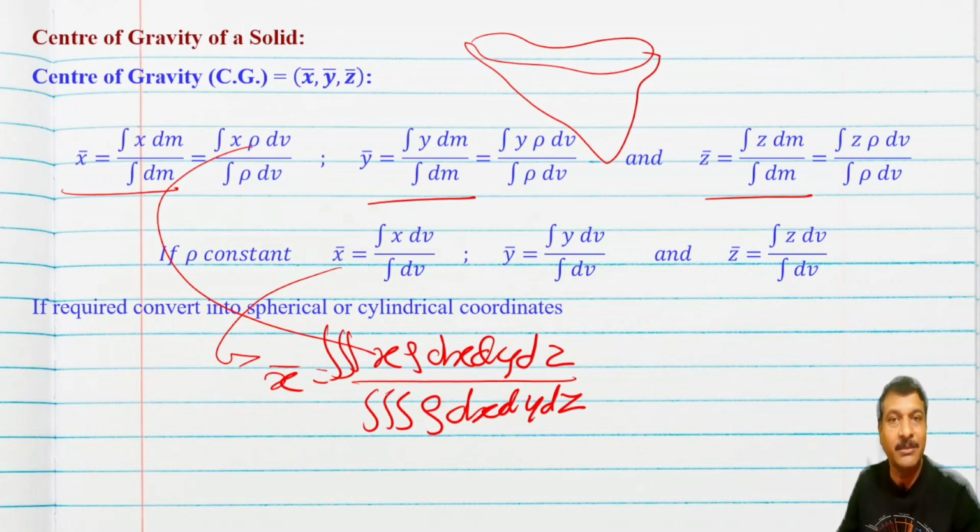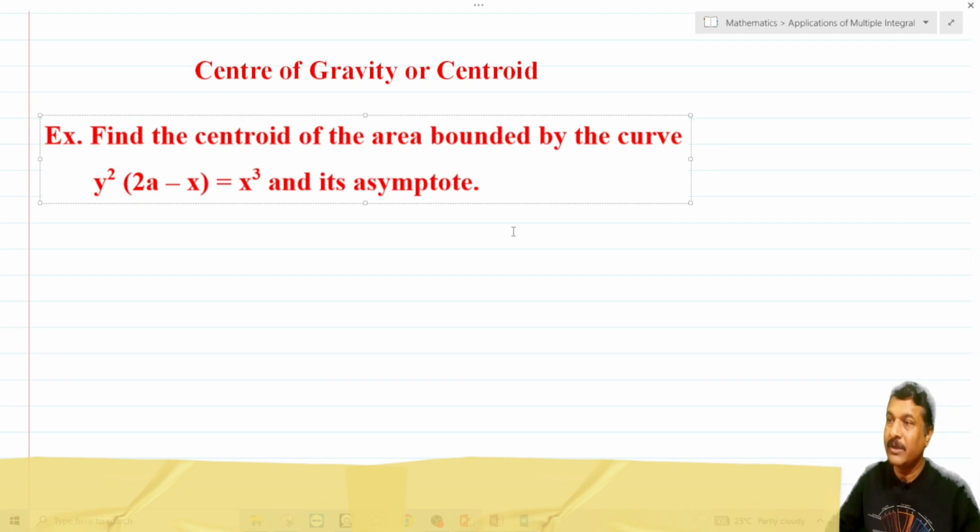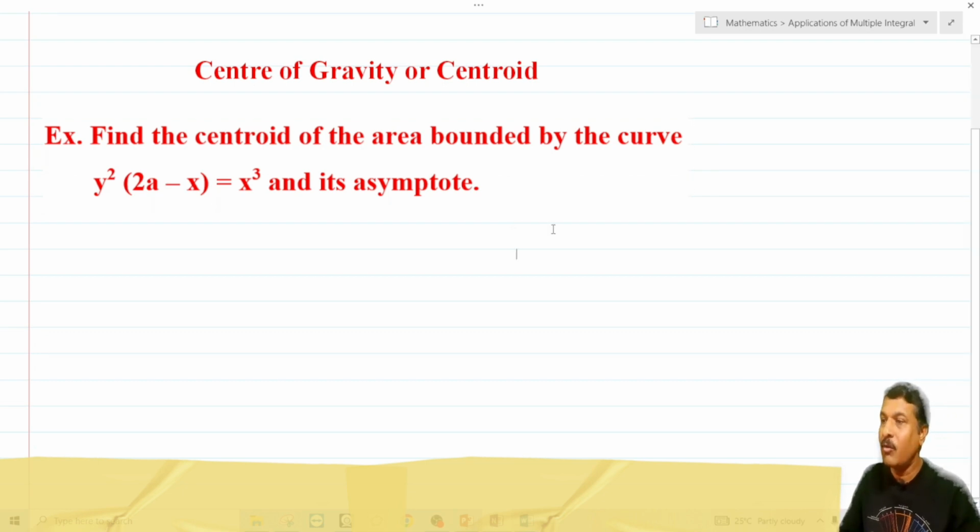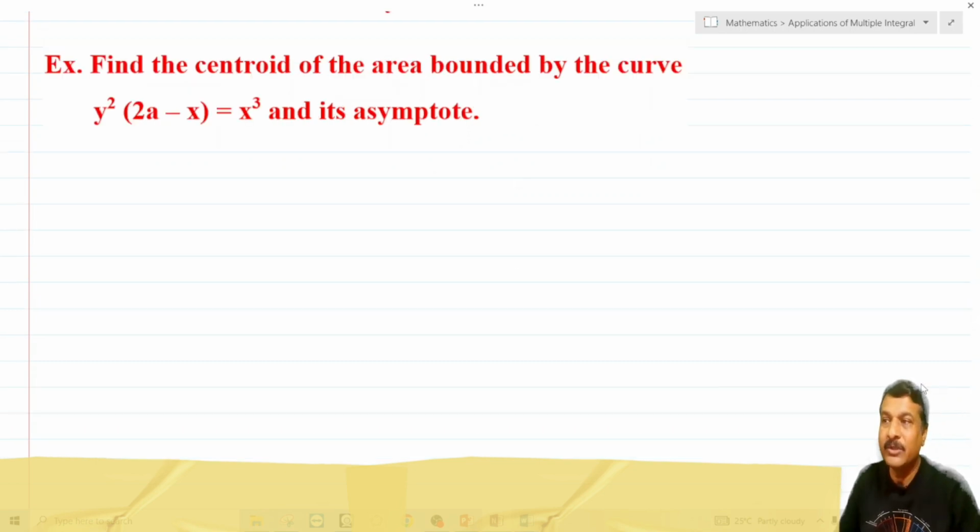So let's consider some examples on center of gravity. So here is an example. Find the centroid of the area bounded by the curve y square into 2a minus x equal to x cube and its asymptote. Note that here we should know curve tracing, how to trace the curve, right? It is not a curve tracing part, but at least we need the shape, the nature of that curve.